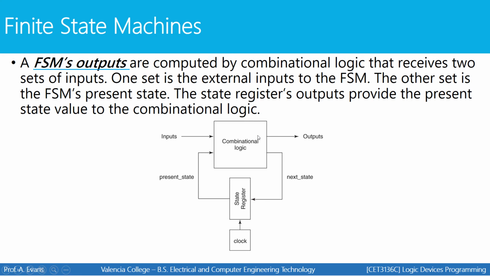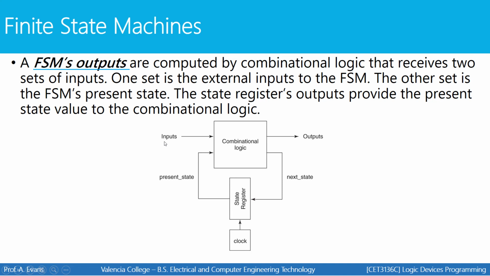The outputs are going to be computed by the combinational logic block right here. The external inputs could be anything. It all depends on your application. So for example, if you were designing a system to control an elevator, an input would be the user pressing a button. If you were designing a system that maybe had to be enabled or disabled at some point, that input would be one of the inputs that is listed here.